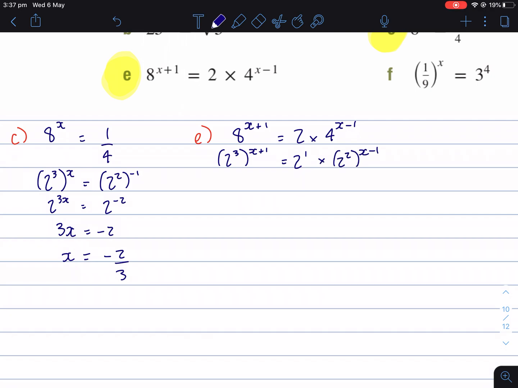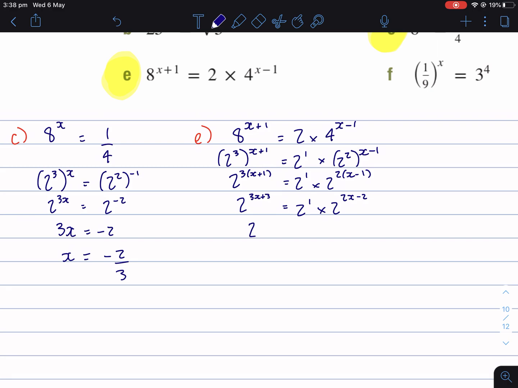Take 1. So this is 2 to the 3 times x plus 1 equals 2 to the 1 times 2 to the 2 times x. Take 1. That's a take, not a plus. So we've got 2 to the 3x plus 3 equals 2 to the 1 times 2 to the 2x. Take 2. So now, oh no, not yet.